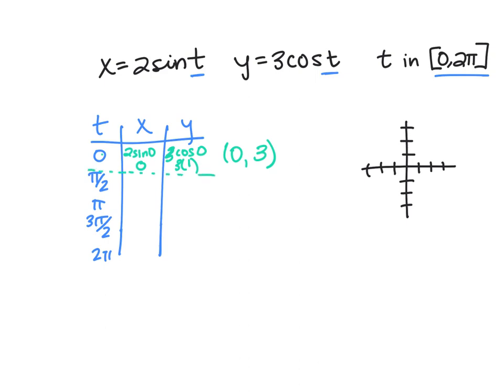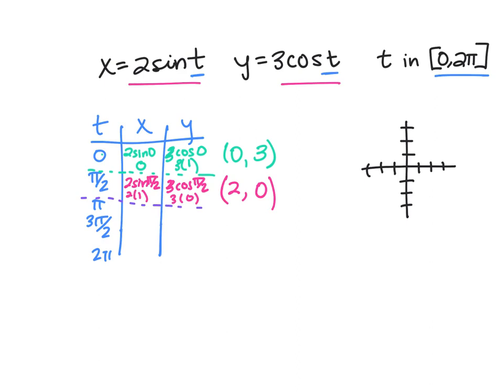Now we have to plug in pi over 2. So if we do 2 sine of pi over 2, again, think about your unit circle. Sine of pi over 2 is 1. 2 times 1 is 2, so our x coordinate will be 2. Now we need to do 3 cosine pi over 2. So we're plugging them in just like we did before using these equations that are given to us for x and y. 3 times cosine of pi over 2, which is 0. 3 times 0, it's obviously 0. So we'll keep this trend going.